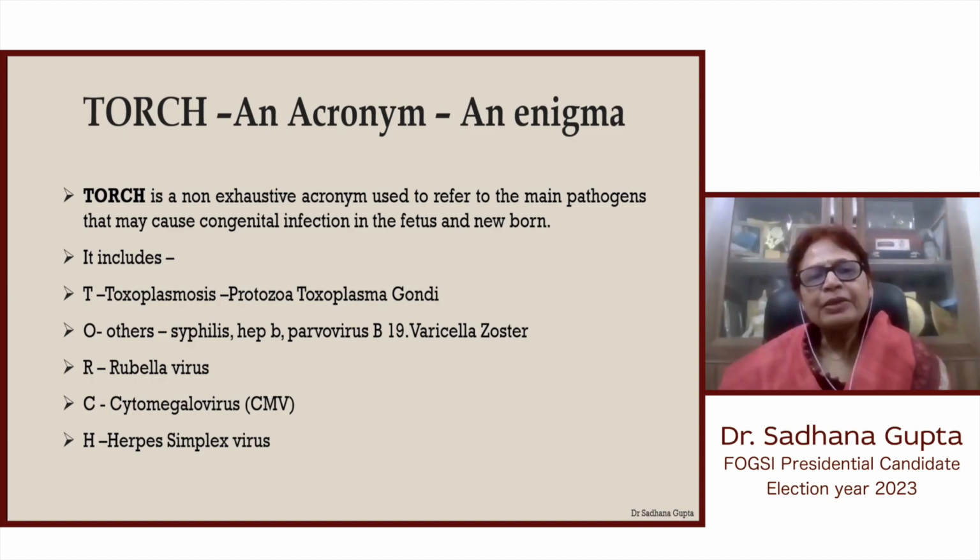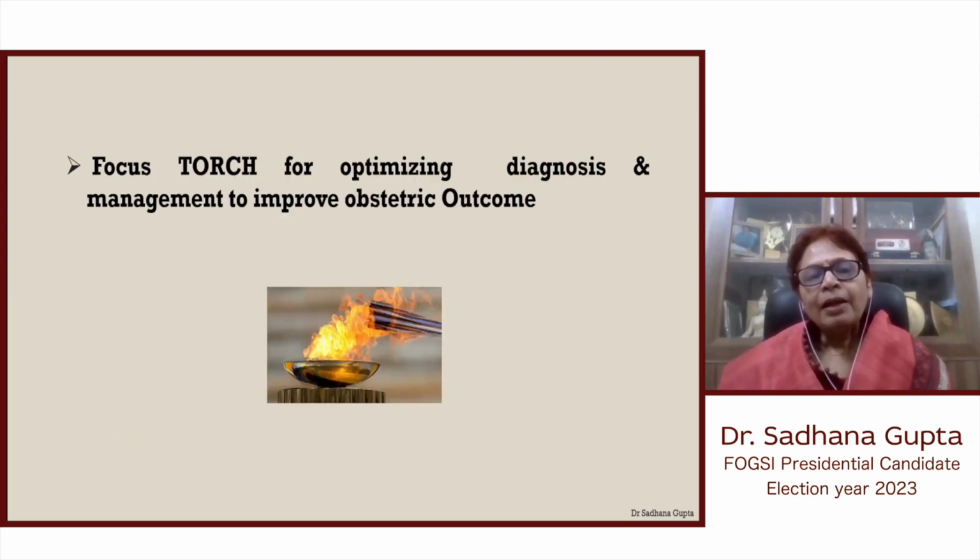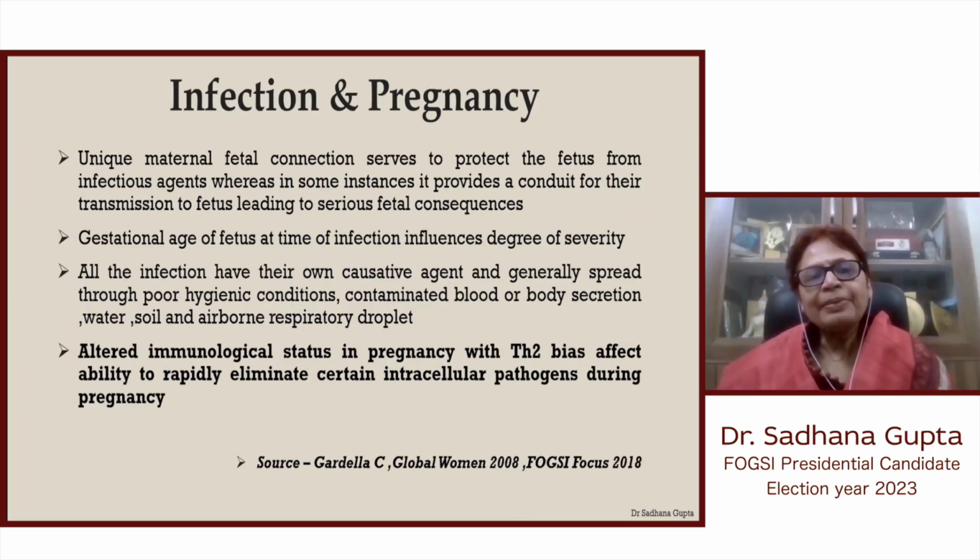As we know, TORCH is a non-exhaustive acronym used to refer to the main pathogens. This includes Toxoplasmosis, Rubella, Cytomegalovirus, and Herpes simplex. The O stands for Other, which constitutes Syphilis, Hepatitis B, Parvovirus, and Varicella zoster. However, in today's talk, I will concentrate more on Toxoplasma, Rubella, Cytomegalovirus, and Herpes simplex virus. When it is needed, how to optimize the interpretation of immunological results, and how to suspect TORCH, will be the crux of optimizing the use of TORCH for a good obstetrical outcome.